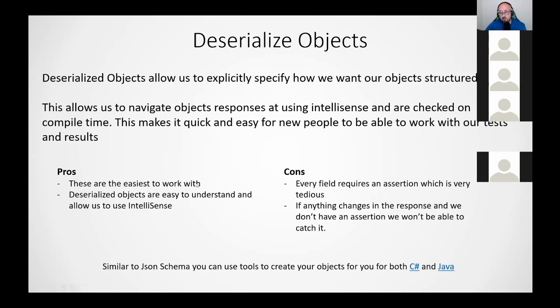So again, they're probably the easiest to work with in my mind once you get the object set up. They're easy to understand and allow us to use IntelliSense. It runs the same kind of issues as the dynamic objects, in that if we want to assert on a field, we have to do it explicitly. If anything else changes that we're not looking for, then it's not going to catch it. So similar to the JSON schema, you can use tools to generate your objects. There's a couple linked here that you can check out for both C# and POJOs, plain old Java objects. So that's a way that you can do that if you so desire.